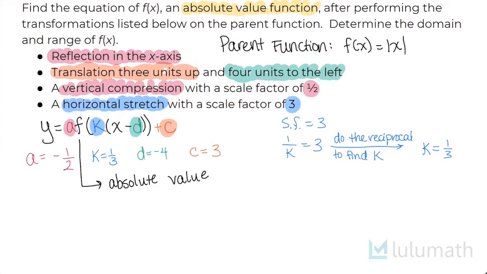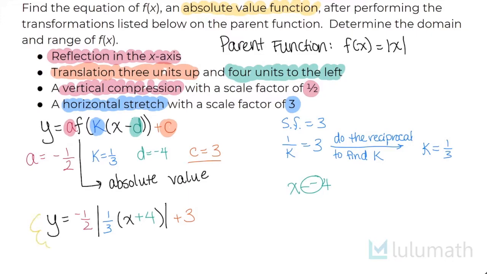So putting it all together, we'll be able to say that y is equal to negative 1/2, because that's what a is equal to. And then our function is the absolute value of, now we know our k value is 1/3, so we're going to say 1/3 multiplied by the quantity x, and then because this right here is minus d and d is negative 4, the minus the negative becomes a positive, so this will become plus 4, and we'll close our bracket, and then we'll close our input, which is 1/3 times the absolute value of x plus 4, and then we know that our c value is positive 3.